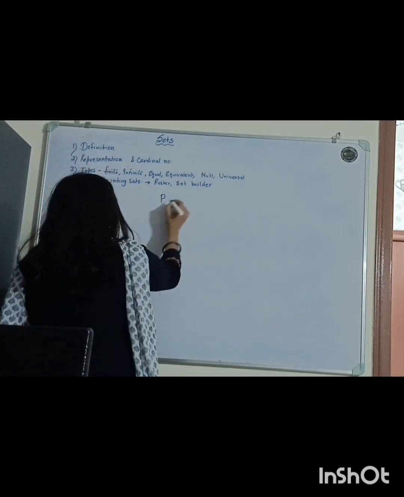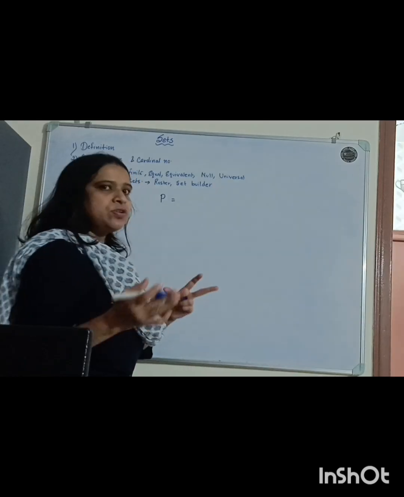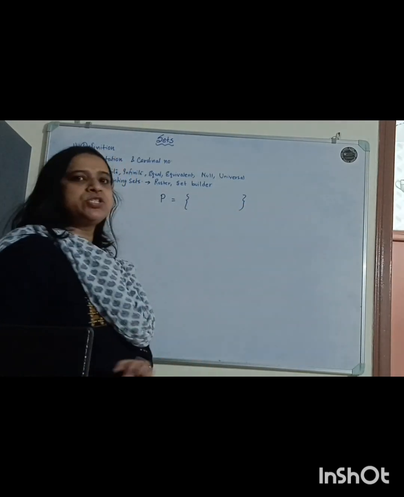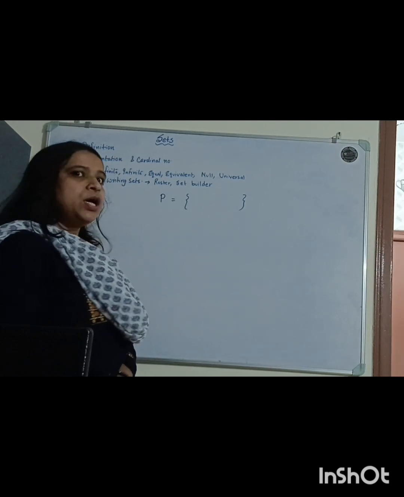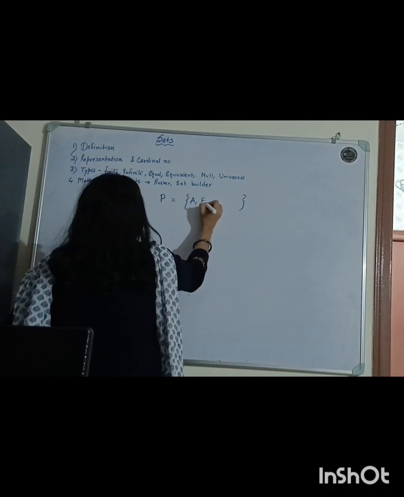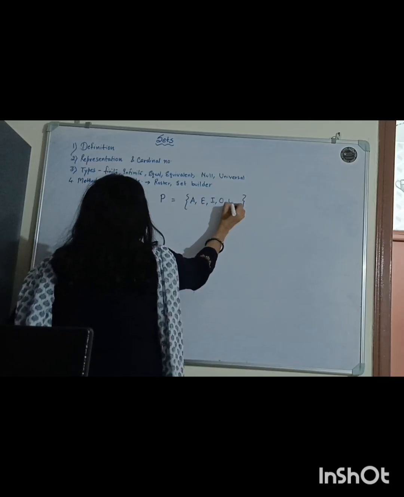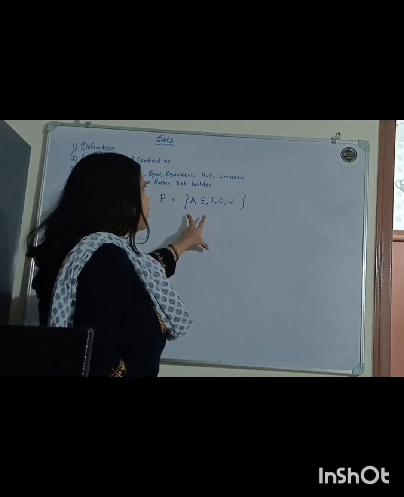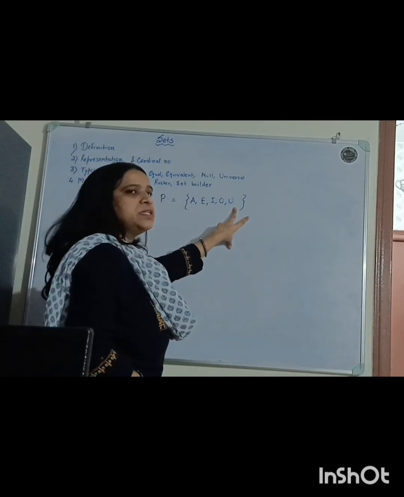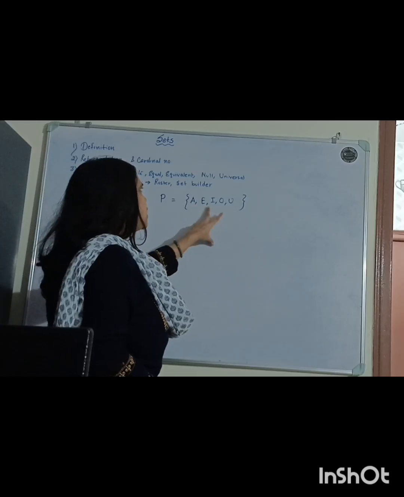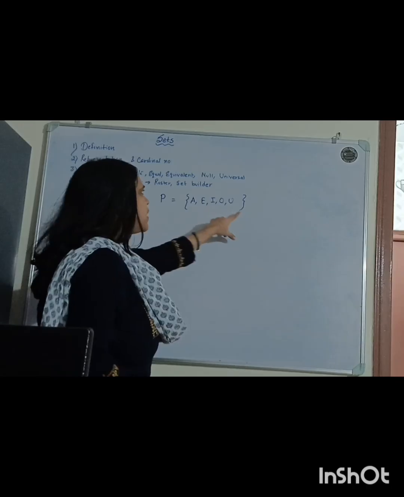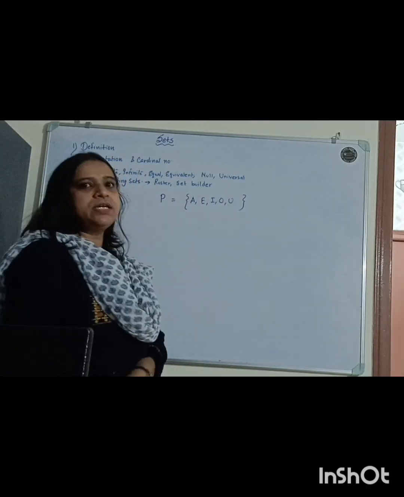Now we will represent set P equal to whatever we are going to represent, putting it inside the curly bracket. Suppose I say the collection of all the vowels in the English alphabet. The vowels are A, E, I, O, U. We write the elements separating all the members using commas. So these are the elements of the set. The name of the set is P. So P equals one curly bracket, and these are the elements of the set.